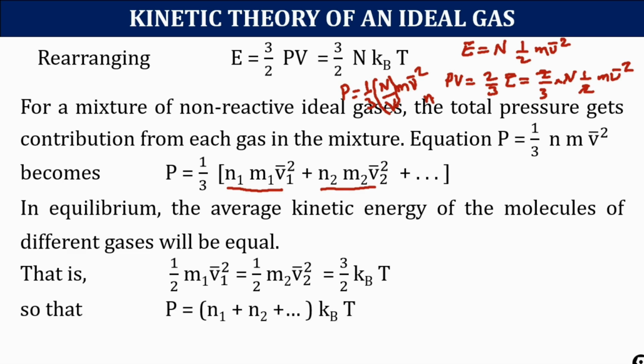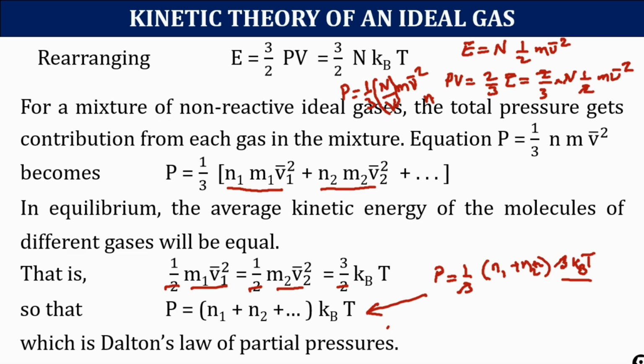Therefore, we can write P is equal to N1 plus N2 plus so on, into kBT. Using the expression P is equal to 1 by 3 into N1 plus N2, notice that in both we have excluded the half common factor. Therefore, m1 v1 bar square should be equal to m2 v2 bar square, which should be equal to 3 kBT. When we take that outside, the 3 and 3 cancel, and we will obtain the given equation. This is nothing but Dalton's law of partial pressure.